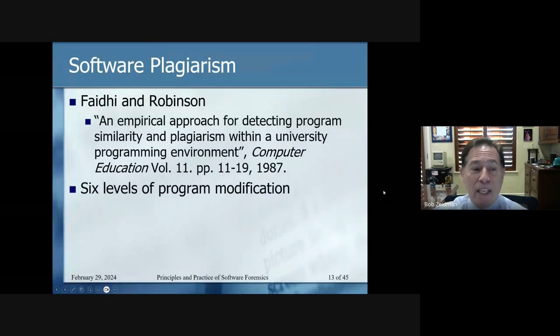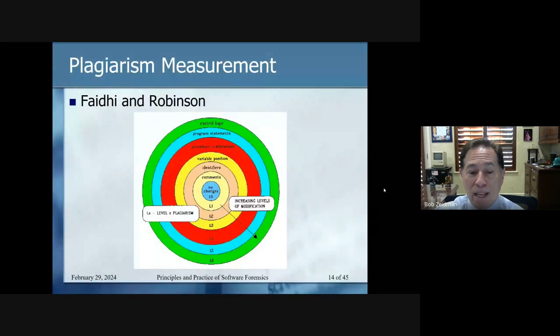Then came Faidi and Robinson. These are two researchers who published a paper called An Empirical Approach for Detecting Program Similarity and Plagiarism in a University Programming Environment. And they created what they called the six levels of program modification. And this chart shows you those six levels.